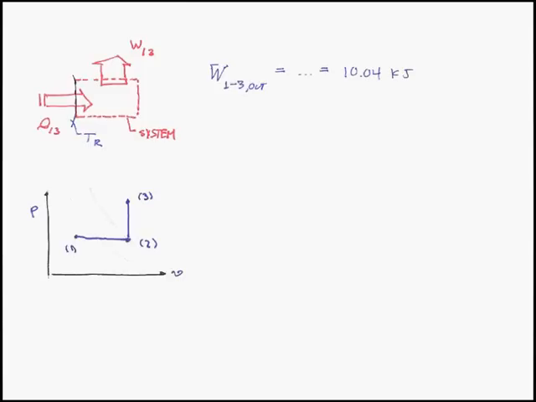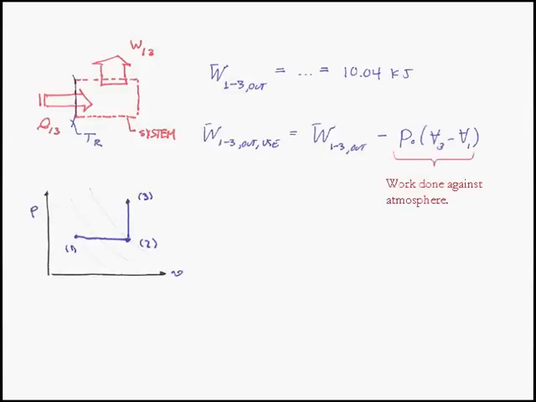Now remember, not all work is useful. Part of the work is used simply to move the atmosphere out of the way, and only the work above and beyond that is of any use to me. So to find the useful work out, I'm going to subtract P delta V, where P is of the atmosphere itself. So that part of the work is not useful to me.